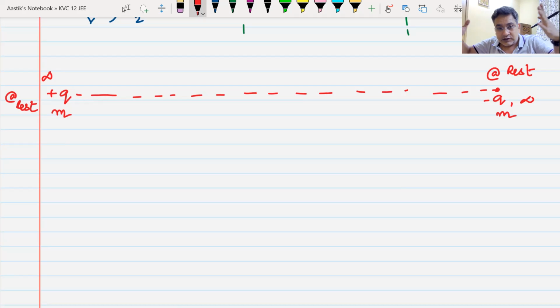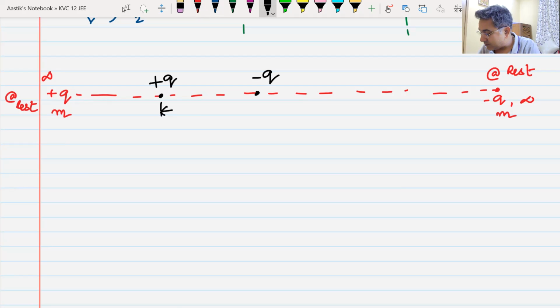All of a sudden they realize that they are at infinity, and some force is pulling them together. What force is bringing them together? It's the electrostatic force. So my twin brother is coming, and this gentleman comes here, and this gentleman comes here. The distance between them is r.